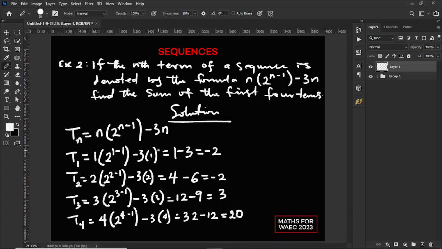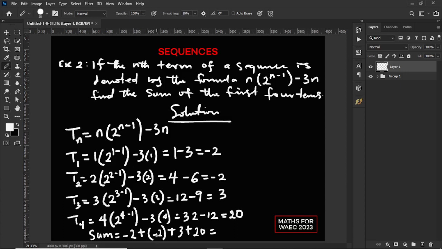Now the question states, find the sum of the first four terms. So we now come down here and say the sum is equal to the whole of the terms added together. The first term is what? -2, right? Plus the second term, which is also -2. Plus the third term, that's 3. Plus the fourth term, 20.